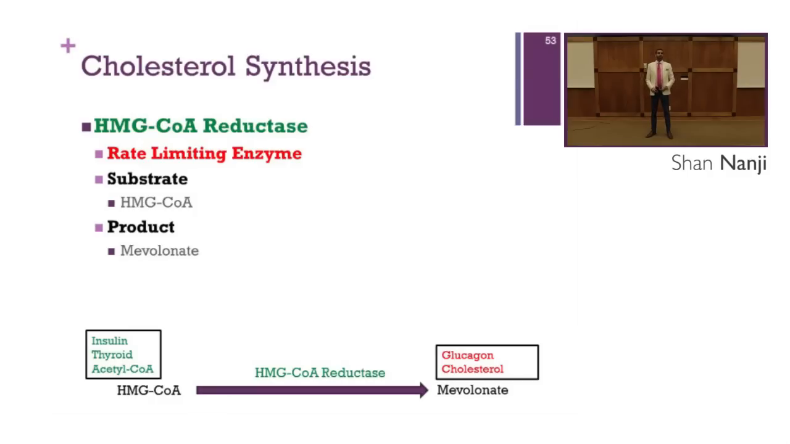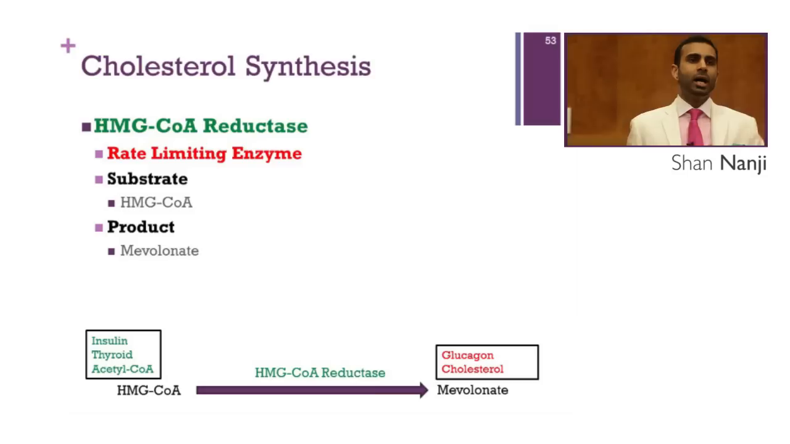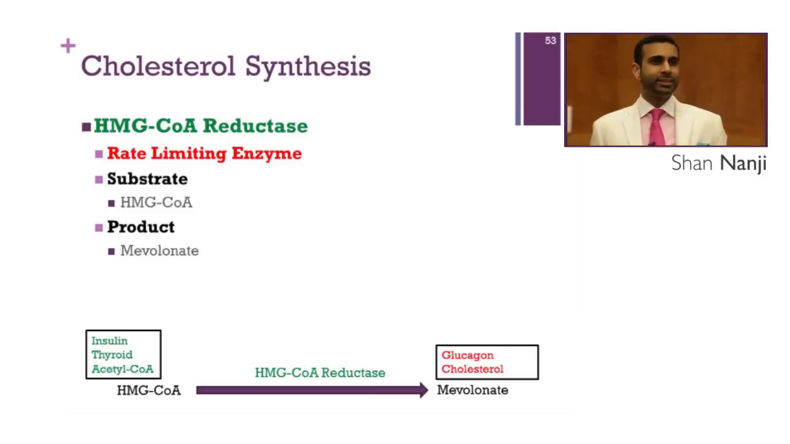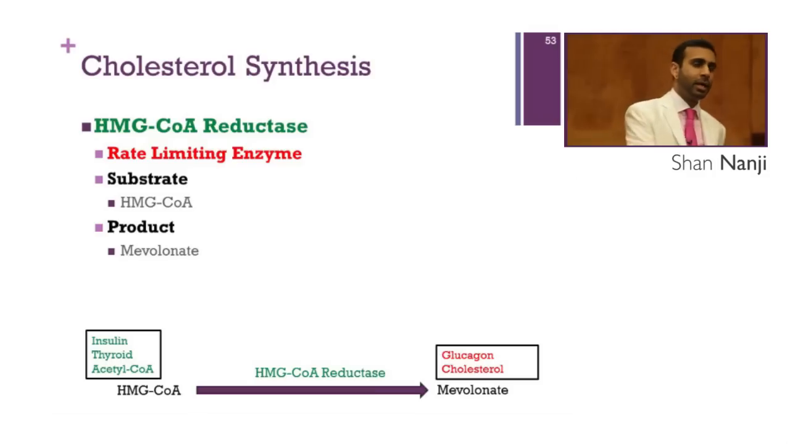HMG-CoA reductase. It takes HMG-CoA and produces mevalonate. And anytime we talk about rate-limiting enzymes, we got to talk about activators, we got to talk about inhibitors. The activators here are insulin, thyroid, and acetyl-CoA. Three activators: insulin, thyroid, and acetyl-CoA.